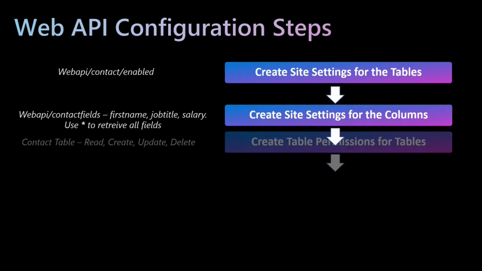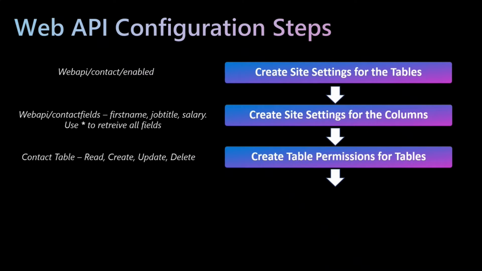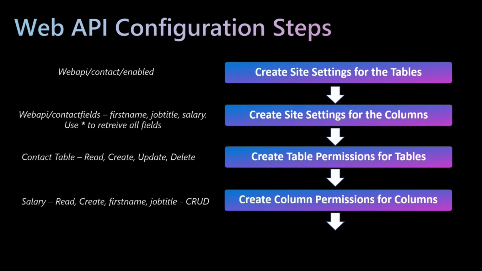Then the third thing is that you have to enable the permission, the table permission. So you have basically created the site settings for two things, one for the table and one for the columns. So you have to enable the permission for all the site settings. First you have to enable the permission for the table, whether you can read, create, update, or delete. And then you have to create the column permission for the columns, right? Because you have created two settings, one for column and one for table. So it's your duty to set the permission on both settings.